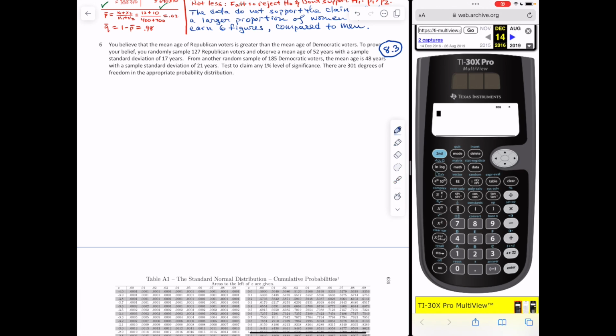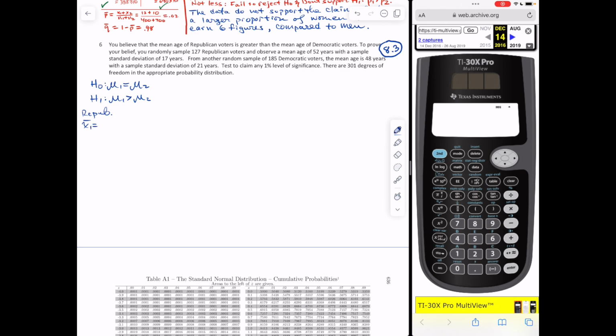Okay, so straight away, I'll go ahead and do the hypotheses. Null hypothesis is that mu1 equals mu2. Okay, mu1 is for the Republicans. H1, you believe the Republicans have a higher average age, so your belief is that mu1 is greater than mu2. Okay. Now, for the data, we'll list Republicans first.